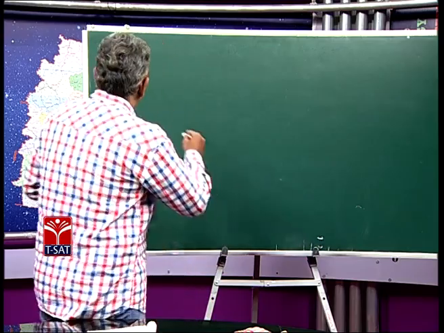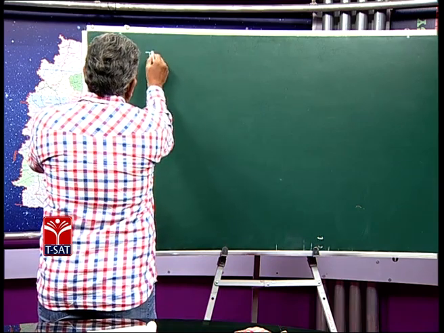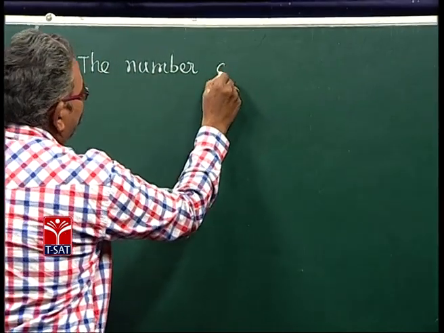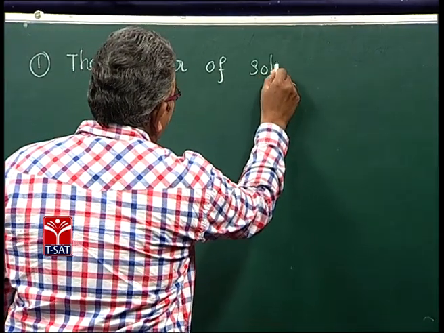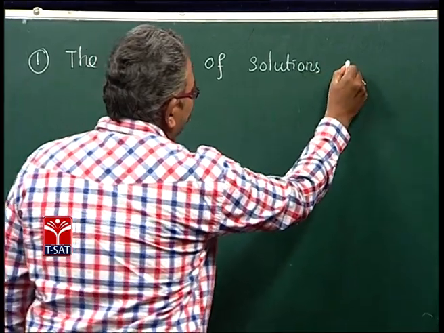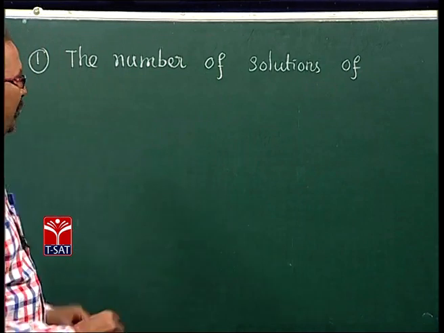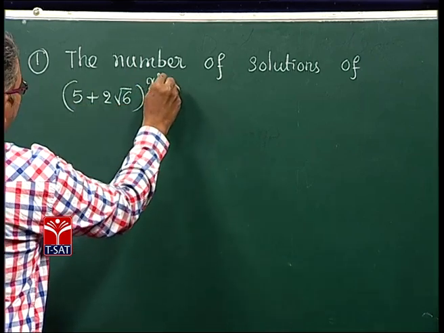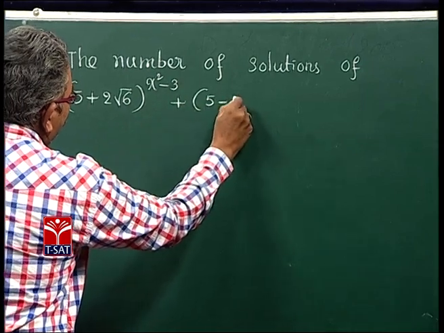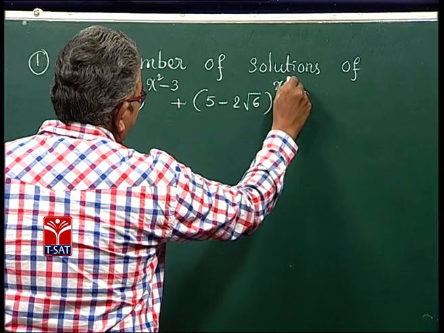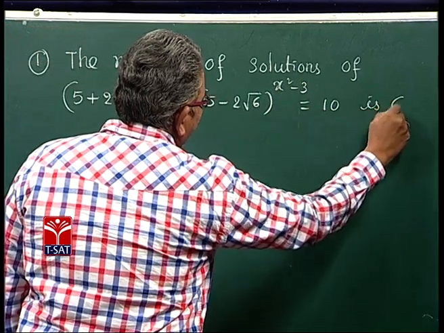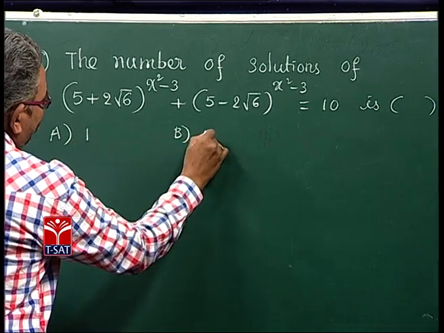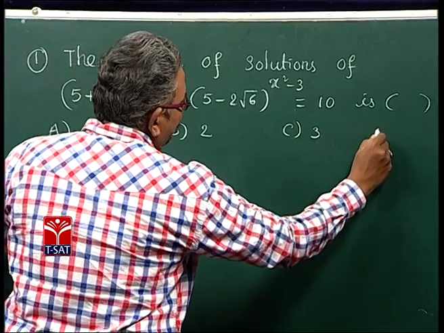So, now the problem is: the number of solutions of (5 plus 2 root 6) whole to the power of x square minus 3 plus (5 minus 2 root 6) whole to the power of x square minus 3 equals 10 is: A 1, B 2, C 3, D 4.